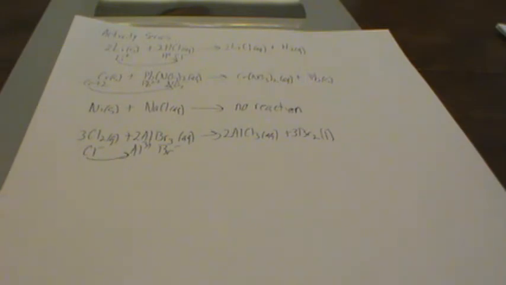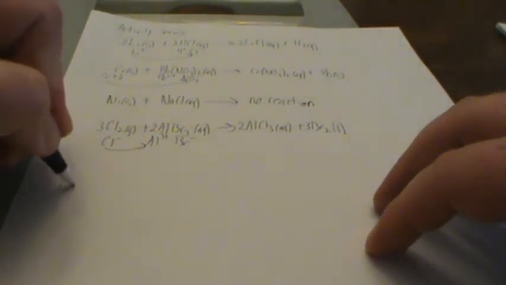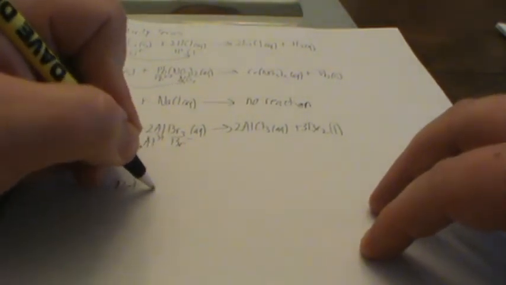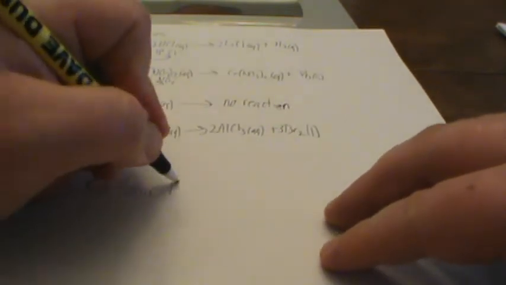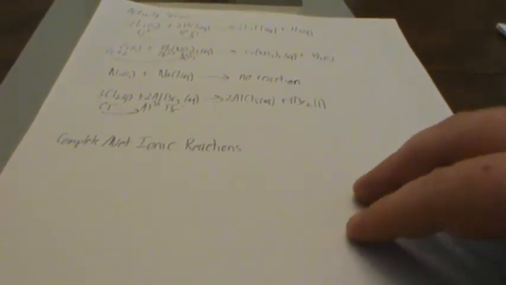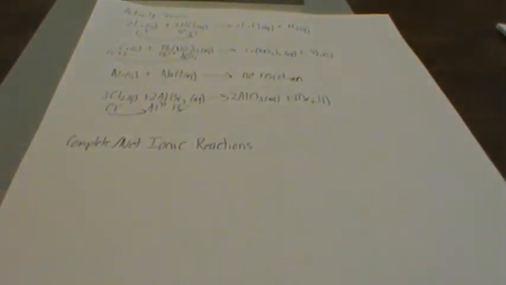Now, the next part is, with these reactions, if we have something that's aqueous, it's not really hanging around as a compound completely. It's actually floating around as ions. And what we can do is show what is floating around as ions and what's actually doing the reaction. These are called complete net ionic reactions. So let's look at an example of a complete net ionic reaction.